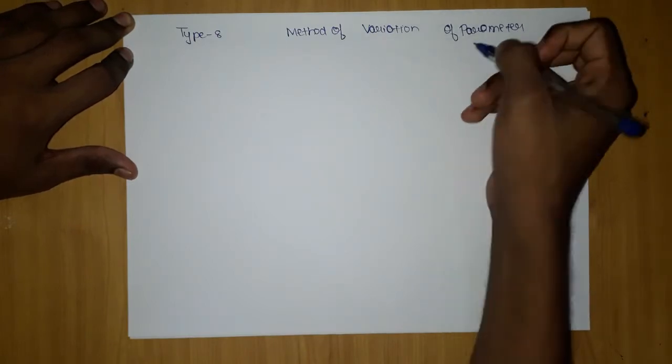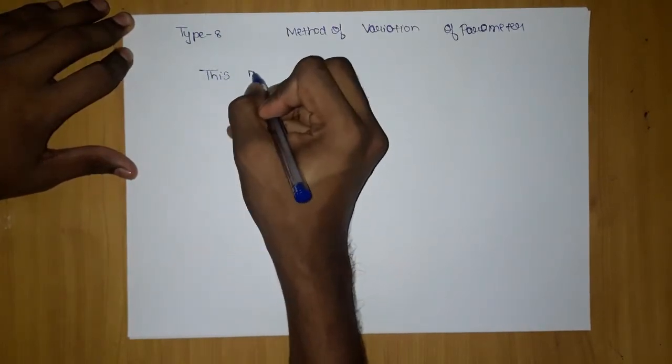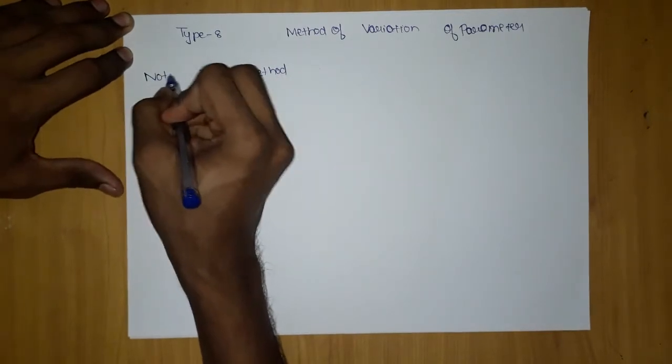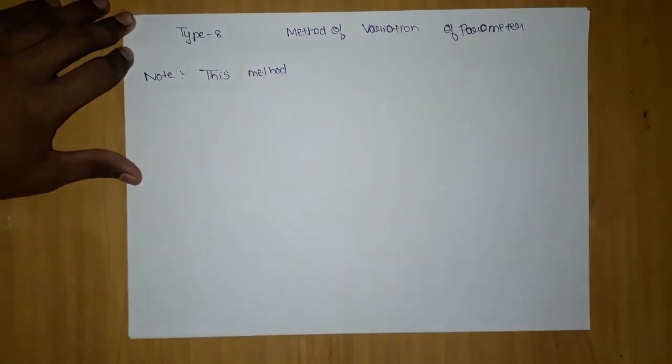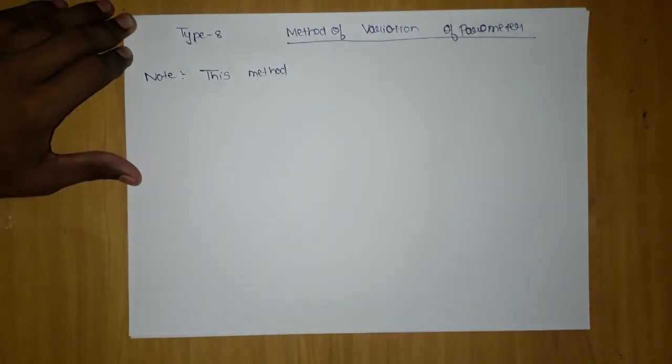Now what is special about this method? You should note this, this is very important. If you don't know this, then you will never be able to use this method. This is not a type, this is an alternative method to solve which type of question.